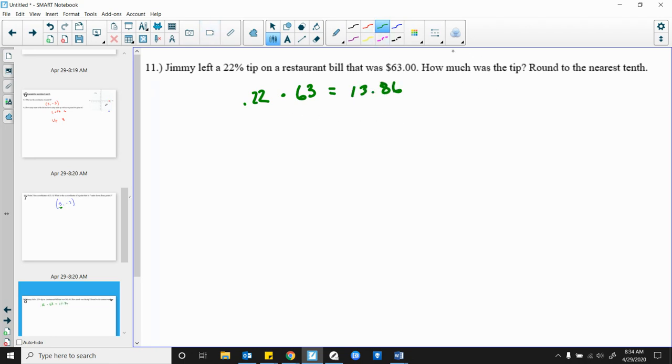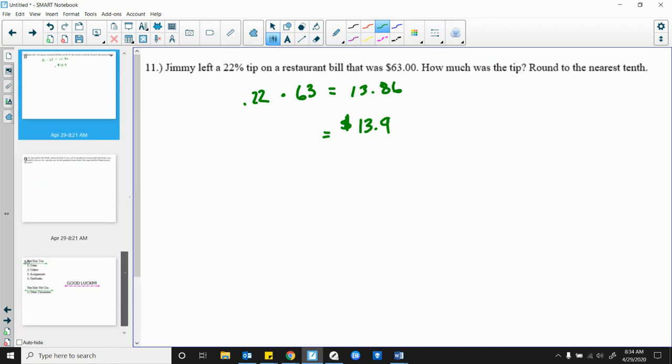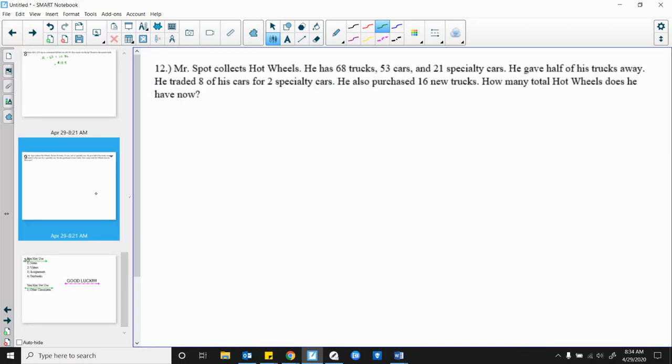13.86. Now, it says round to the nearest tenth, though. Really, you wouldn't want to do that for money, but in this case, it says tenth, so my tip is $13.9. Again, I probably should say hundredth there, but that's okay. 13.9. Practice rounding a little bit. That's crucial. All right, moving on. Last question.